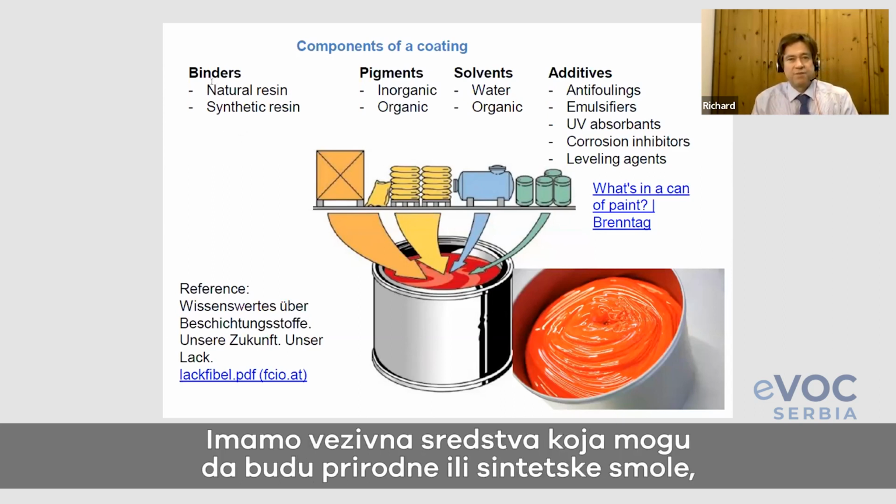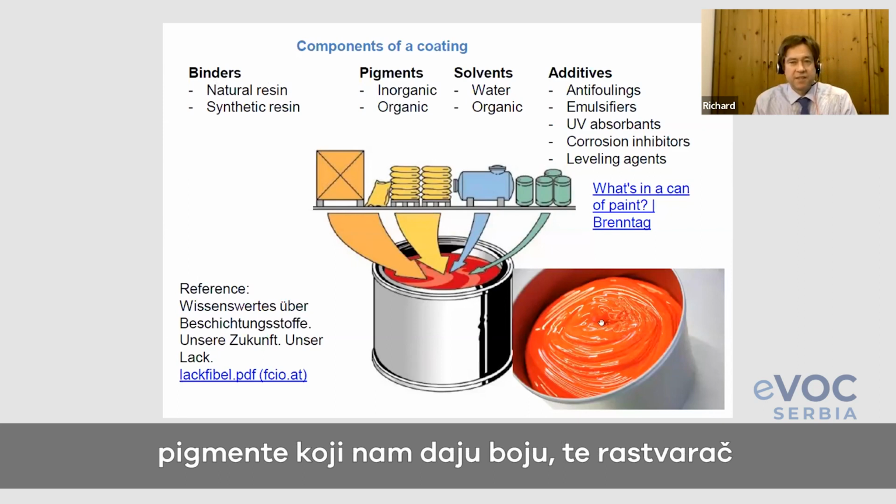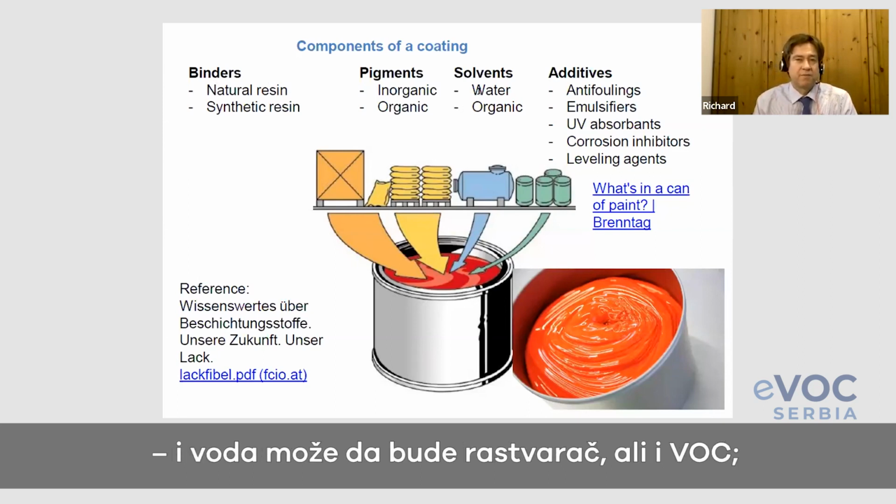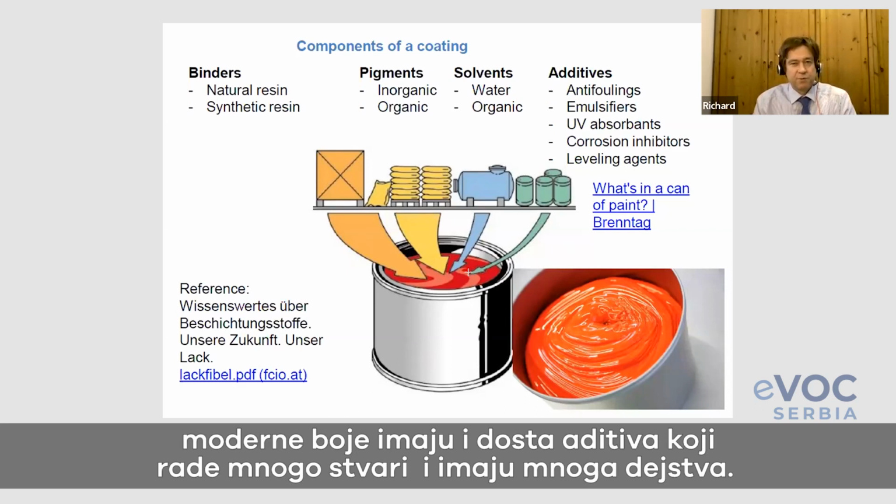So you have these binders that can be natural or synthetic resins, pigment that gives us the color, and then the solvent. Solvent can be water too, but VOC also. In modern paints, you will have a lot of additives, because those additives do many things and have many effects.